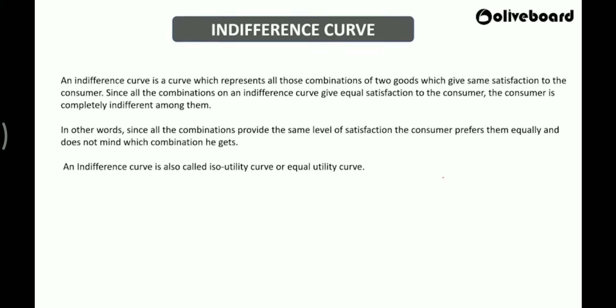So the consumer will be completely indifferent. It doesn't matter which combination he chooses, because it gives the same level of satisfaction. Either combination A or combination B, it gives me the same level of satisfaction, so I will be indifferent. Indifferent means I won't have any difference, or I will treat them equally. Since all combinations provide the same level of satisfaction, the consumer prefers them equally and does not mind which combination he gets. Indifference curve is also called an iso-utility curve or equal utility curve. These are all the different names.